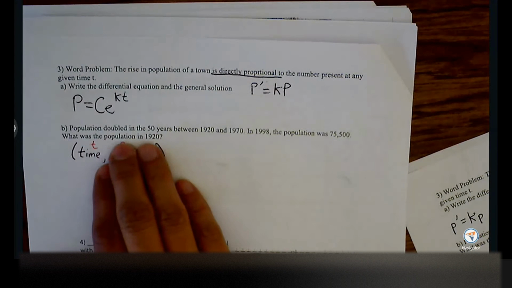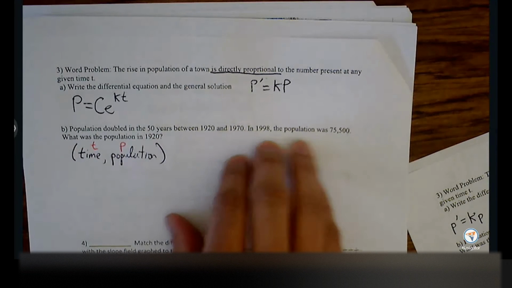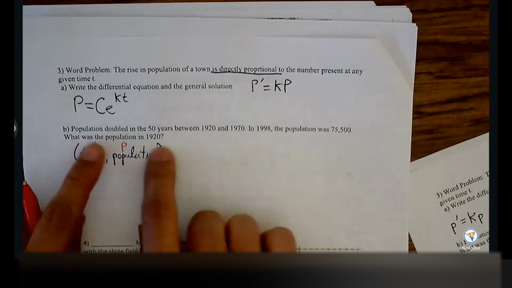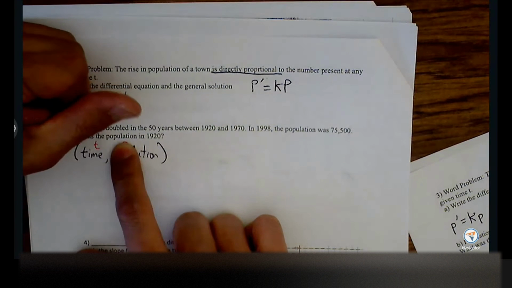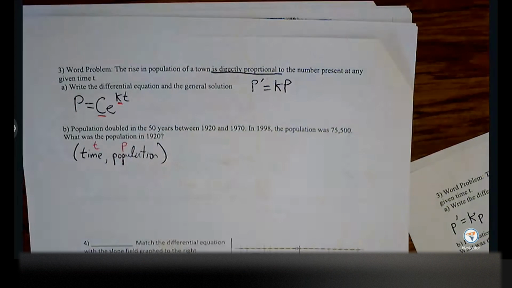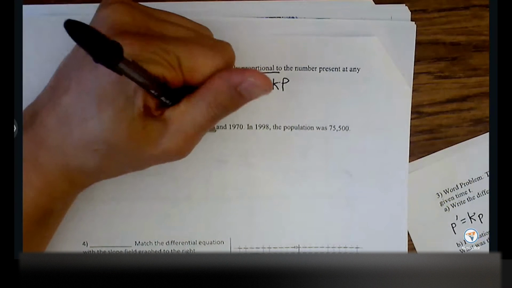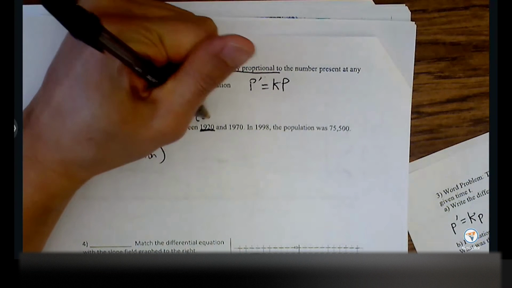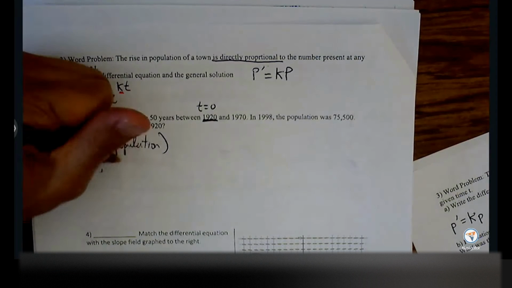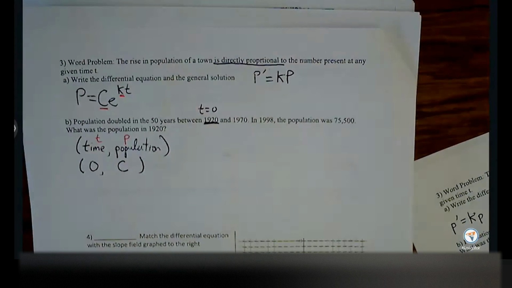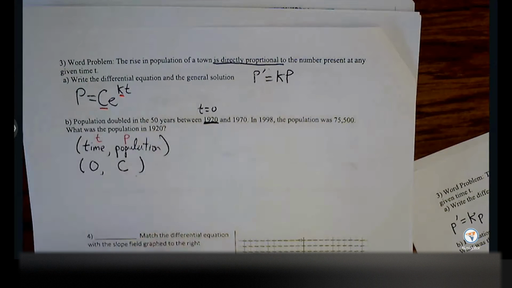All right, so population doubles in 50 years between 1920 and 1970. In 1998, the population was 75,000. What's the population in 1920? So we typically associate C with an initial population. We know the earliest time that we see is 1920, so we typically like to let 0 be whatever starting t-value we see. So we'll let 0 represent some population which we don't know, which we'll just call C. That's what C represents, the initial value.